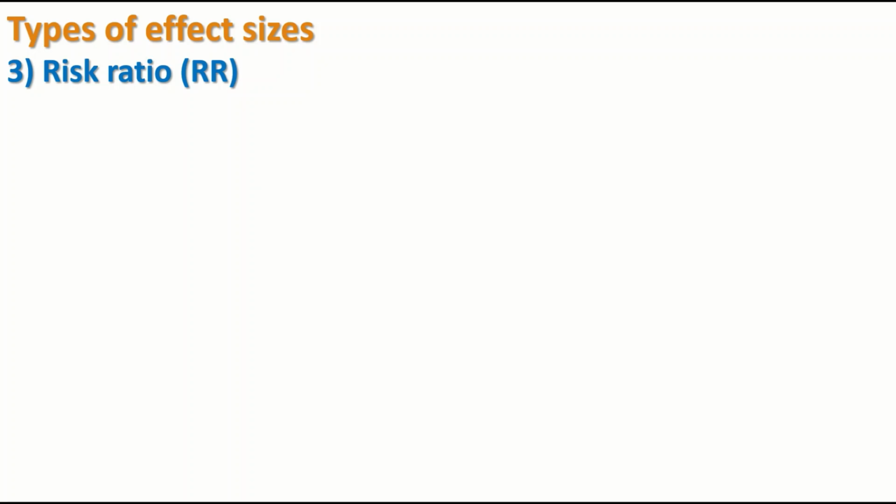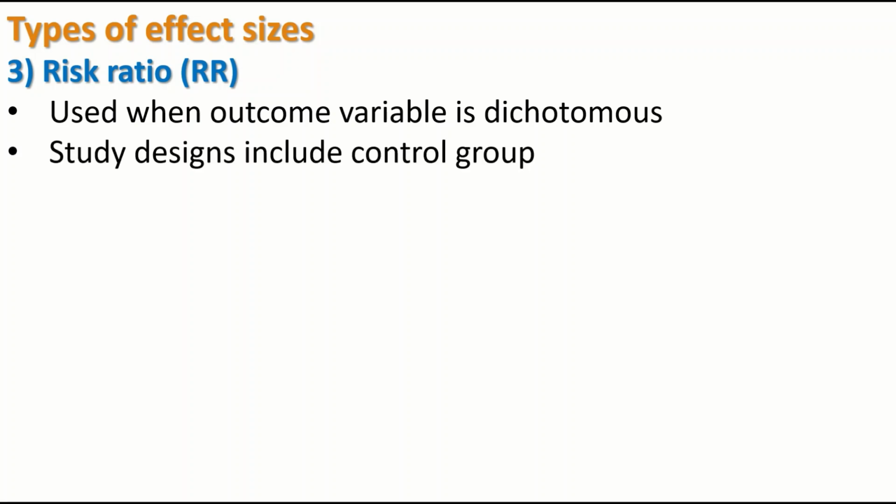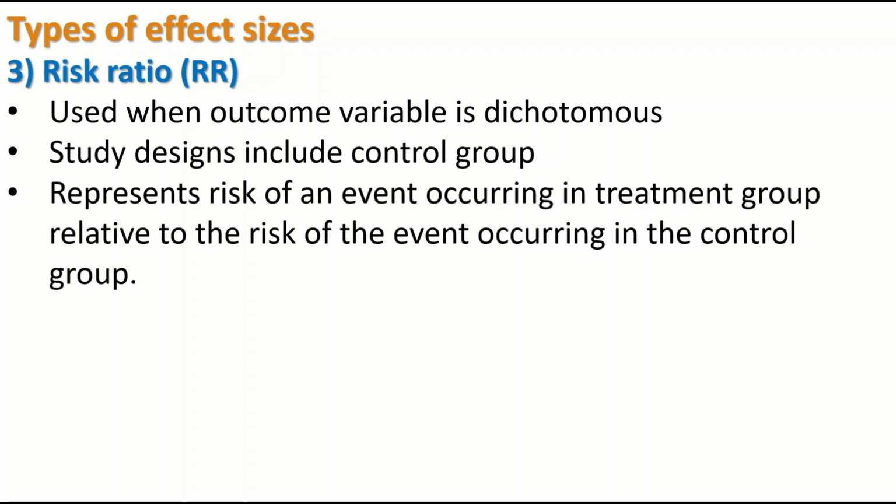A third effect size is the risk ratio. This is used when the outcome variable is dichotomous, which has only 2 levels in it, such as life, dead, yes, no. So if the study design includes a control group, then the risk ratio can be used. So the RR represents the risk of an event occurring in a treatment or experimental group relative to the risk of an event occurring in the control group.